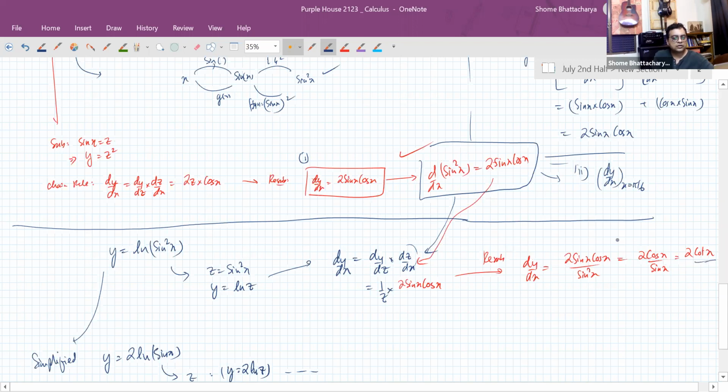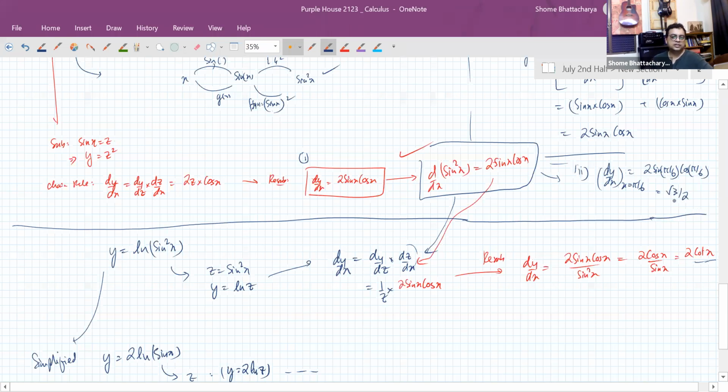But this one I'm talking about is sine square x. I wanted to find its derivative at pi by 6. So that is 2 times sine pi by 6 cos pi by 6. Or I can directly write that as sine 2x, or sine pi by 3, it will become root 3 by 2.